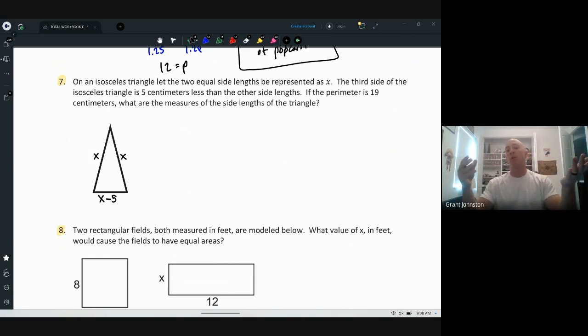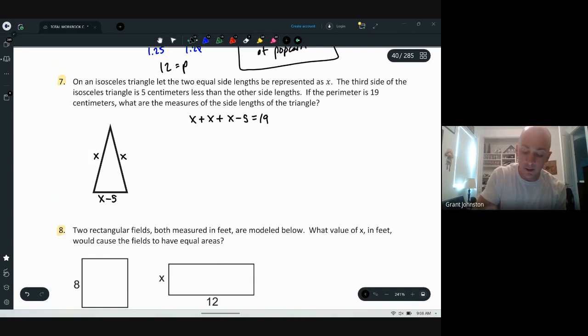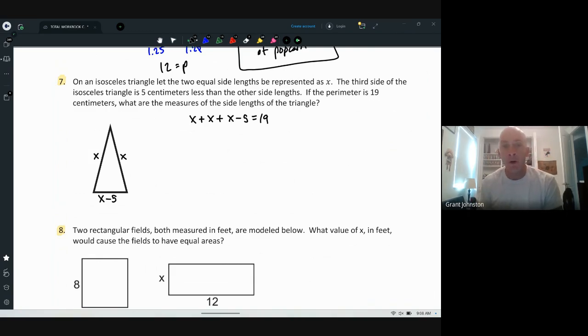So if you remember perimeter, to find the perimeter of any shape, you just add up all the sides. So I'm going to add x plus x plus x minus 5, and that should equal 19. So I'm adding up all the sides. Yeah. So maybe we can combine some terms here. I have 1x plus 1x plus 1x. This is going to be 3x. I still have that minus 5 equals 19. And then just solve it.